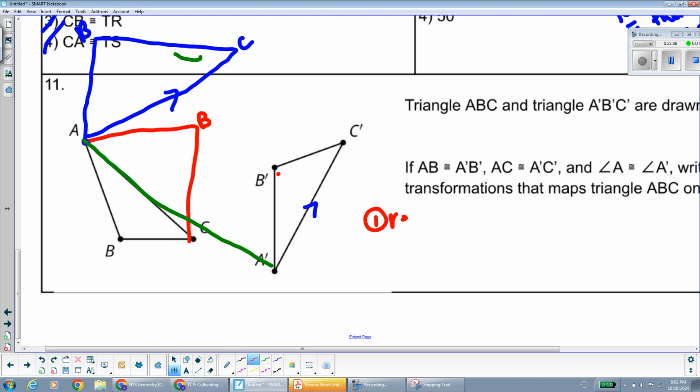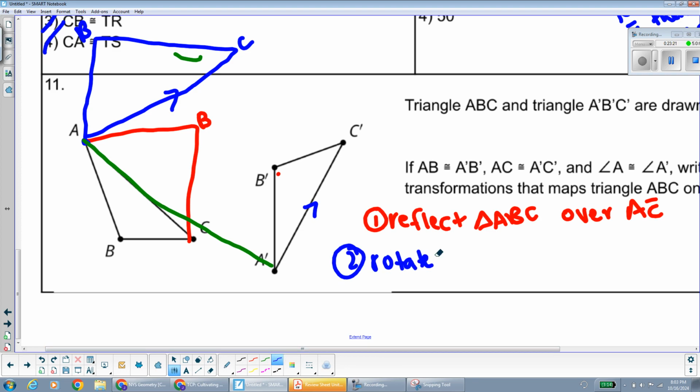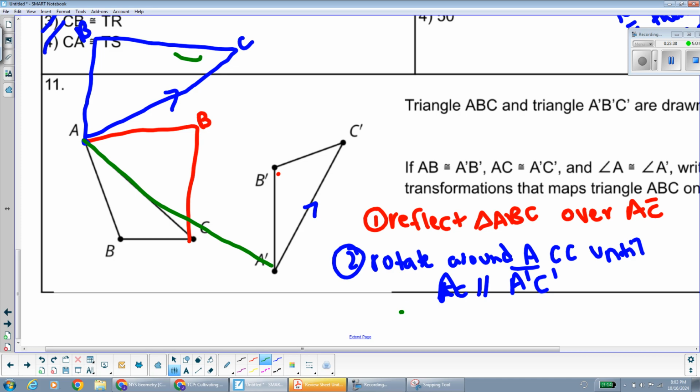So number one, I'm going to reflect triangle ABC over side AC. Number two, I'm going to rotate around A counterclockwise until AC is parallel to A prime, C prime. And then three, I'm going to translate along A prime.